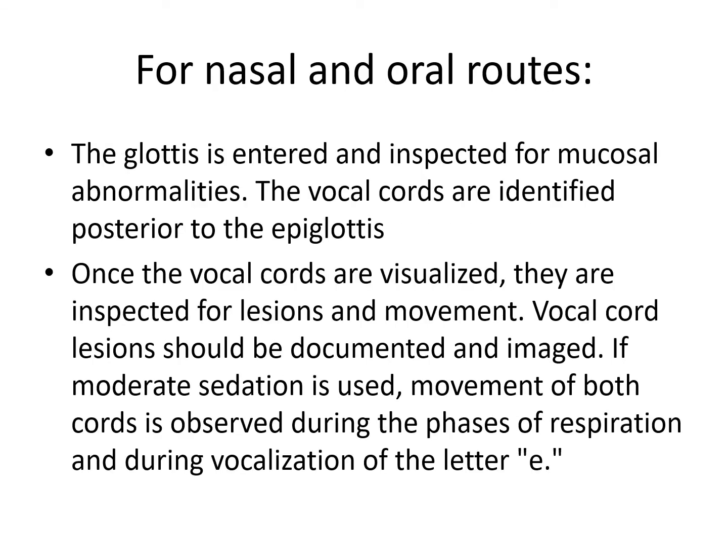For nasal and oral routes, the glottis is entered and inspected for mucosal abnormalities. The vocal cords are identified posterior to the epiglottis. Once the vocal cords are visualized, they are inspected for lesions and movement. Vocal cord lesions should be documented and imaged, so we should mention them in the report.